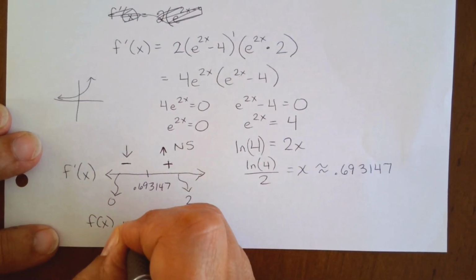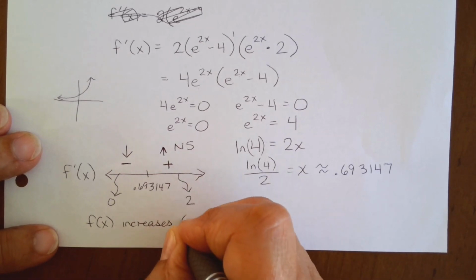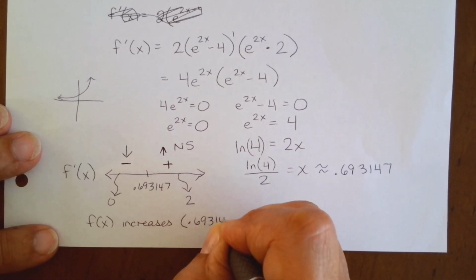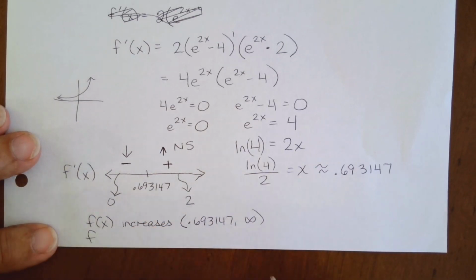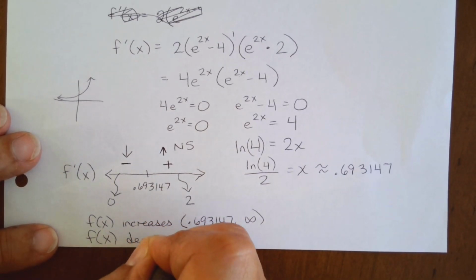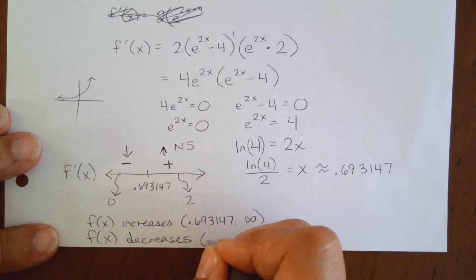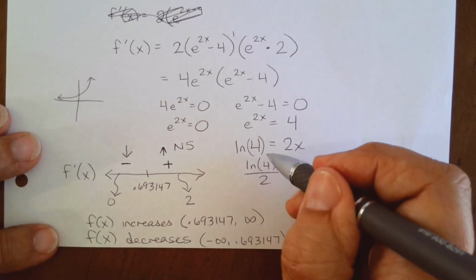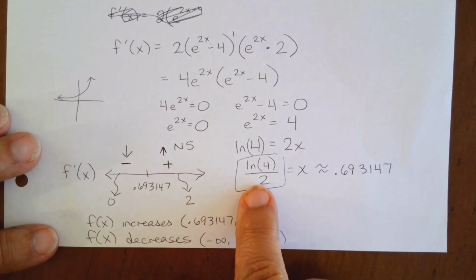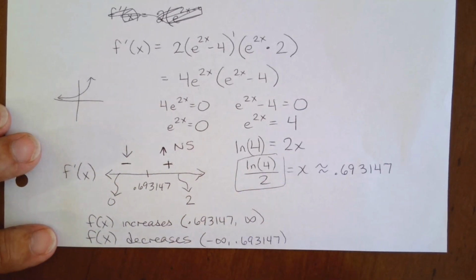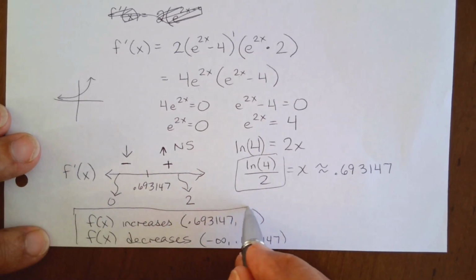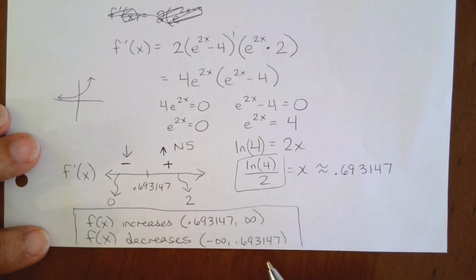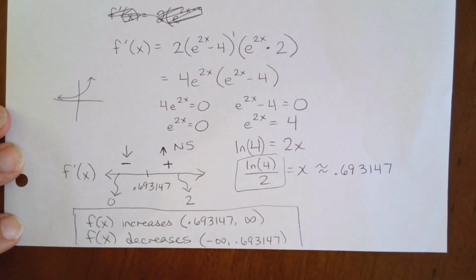So f of x increases from 0.693147 to positive infinity, and f of x decreases on the other side from negative infinity to 0.693147. Now if they wanted an exact answer, I would put this to infinity and then negative infinity to this, okay? You can put that in here instead of the decimal. So again, if it's a Hawkes question and they don't want you to round, or if they do, just pay attention and make sure you don't round too much while you're doing your work, okay?